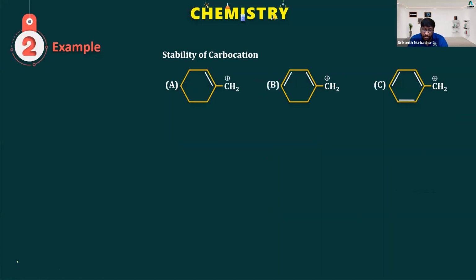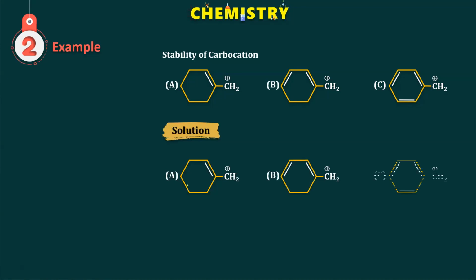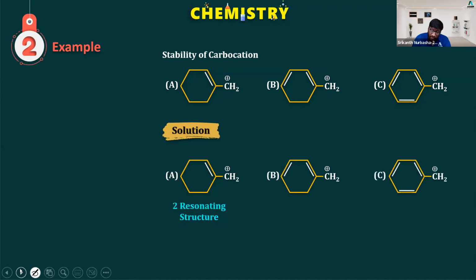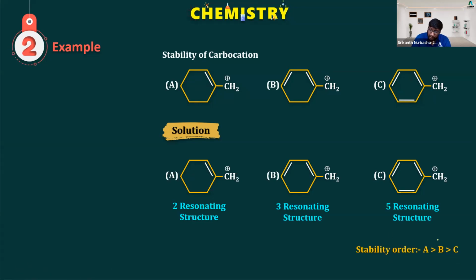Compare here the stability of carbocation. Easy one, very easy. C, B, A. Why? The number of resonating structures differs. In compound A, we have 2 resonating structures. Compound B will have more, 3. We can write the adjacent double bond also, giving 3 resonating structures, then you have 5 resonating structures. Greater the number of resonating structures, greater will be the stability. So C greater than B, then A. This is the right order.